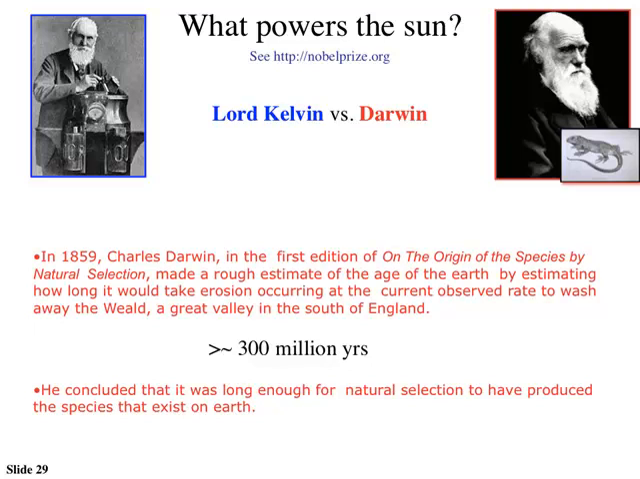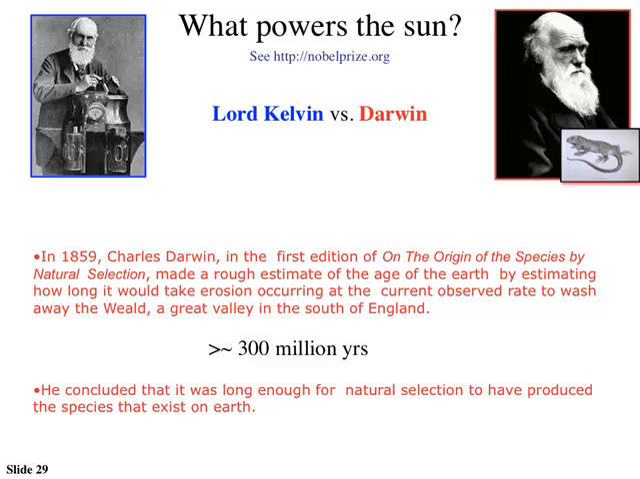You can measure the depth of this trench, like the Grand Canyon. It takes so long for the Grand Canyon to get deep. You know how much is getting taken away every year, and you know how deep it is, so you have some estimate of how long this has been happening. And he estimated that the age of the Earth has to be greater than 300 million years in order to get this deep trench. And therefore, by extension, the sun must be at least 300 million years old. So this is quite different than what Kelvin got.